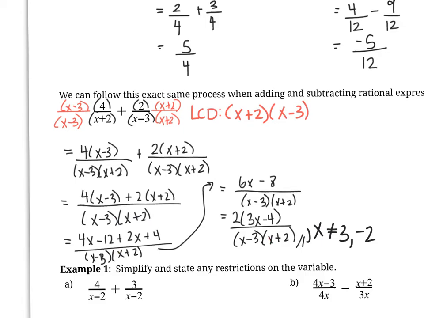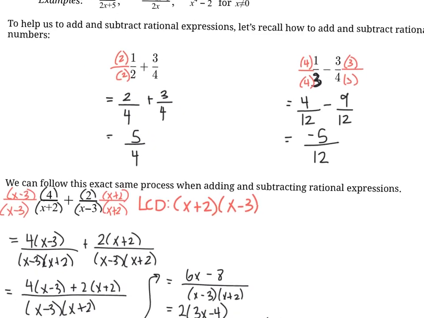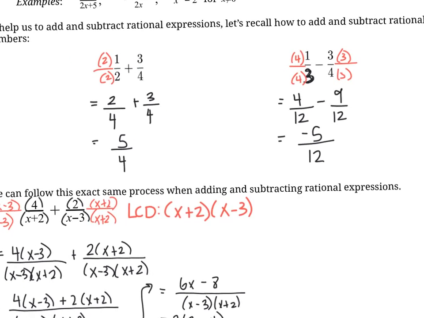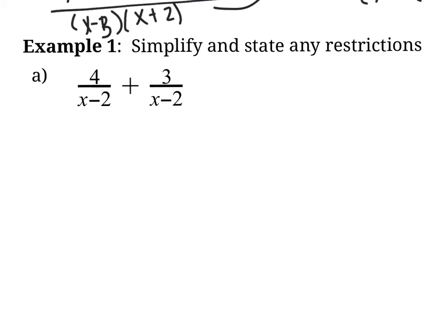Nope, that's it. So just in summary, we're going to do some more examples, but you know everything you need to know just from these two examples here. We're just going to create like denominators, just like what we would do with regular numbers. Let's try a few examples. Let's try this guy here. We're going to simplify and state restrictions.